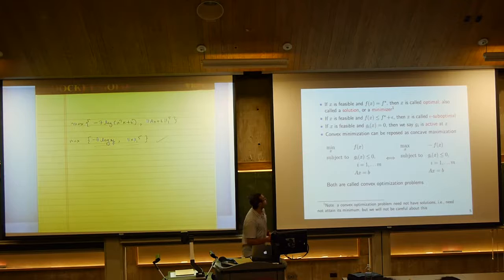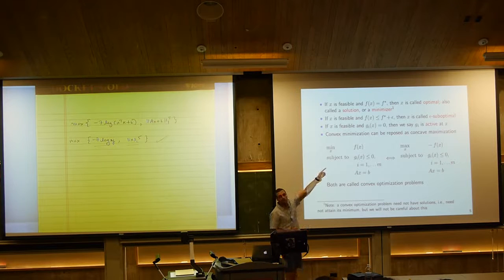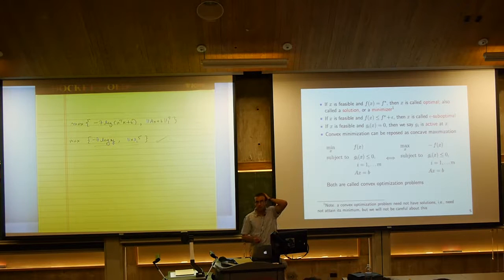If x is feasible and f of x is equal to the optimal value, then of course x is called a solution or optimizer. We sometimes call x itself an optimal point, but I'll usually use the word solution. And often I'll denote a solution by x star.